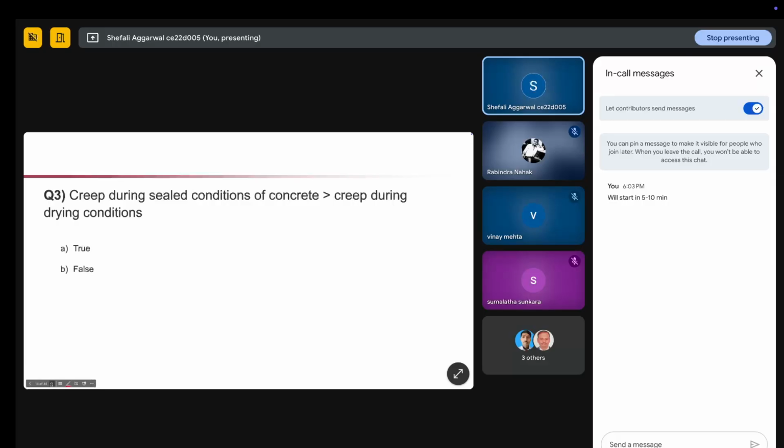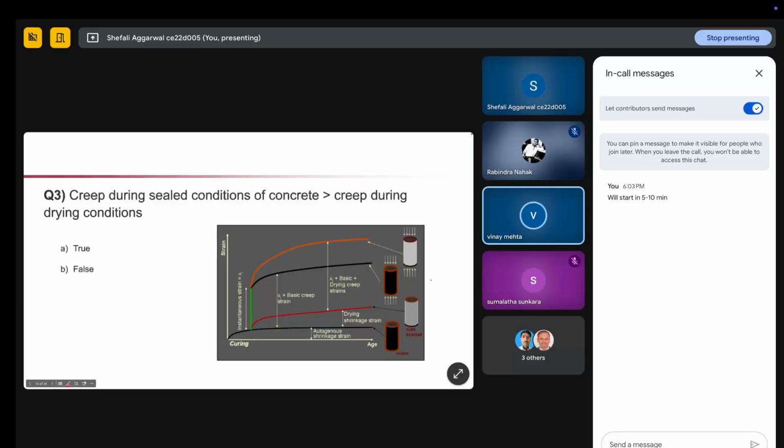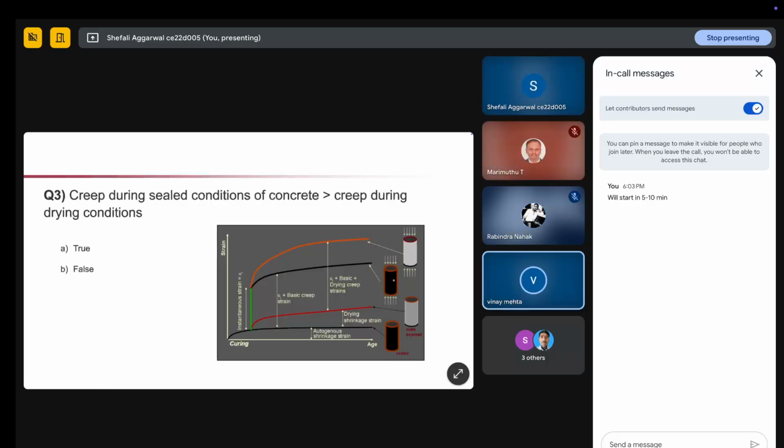Next question is, creep during sealed condition of concrete is more than creep during drying condition. True or false? False. Correct. So if you see from this condition, during sealed condition your creep is less than during drying condition.